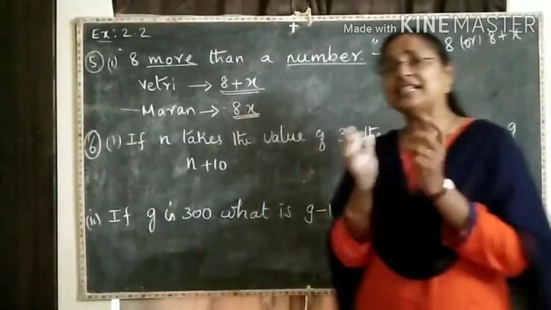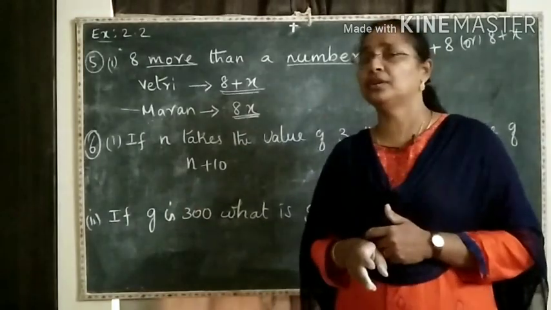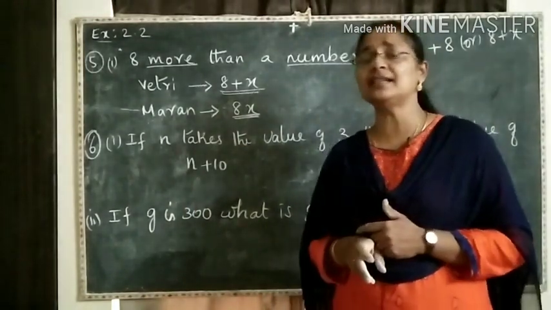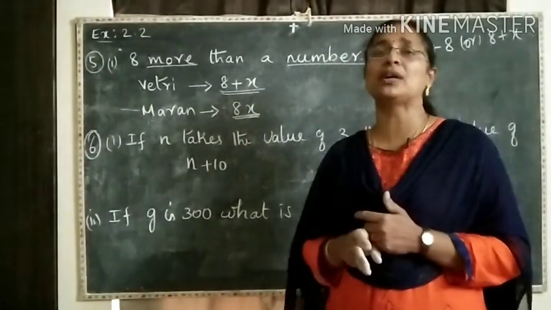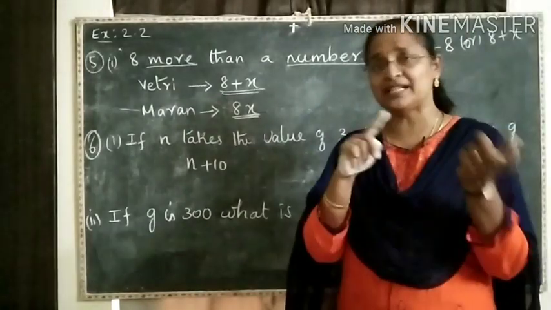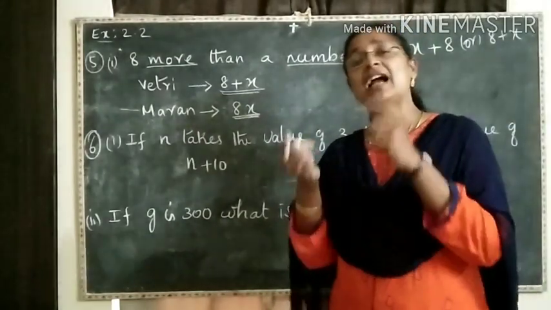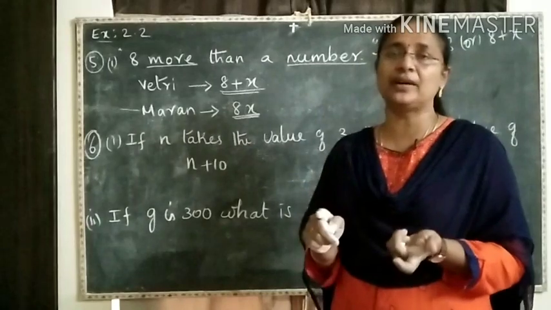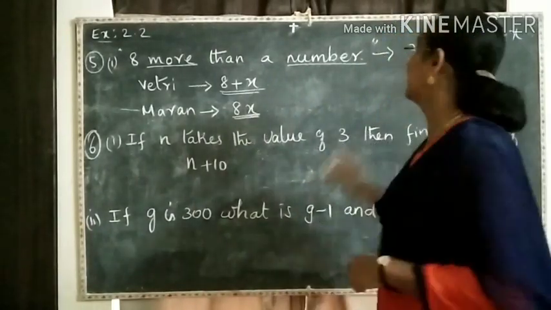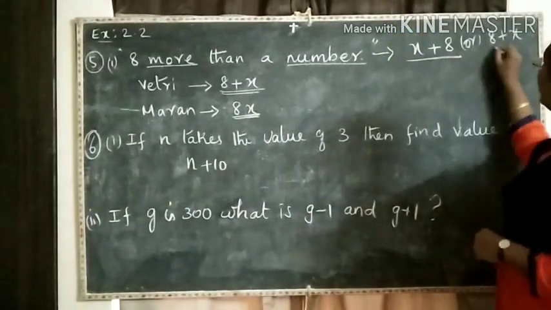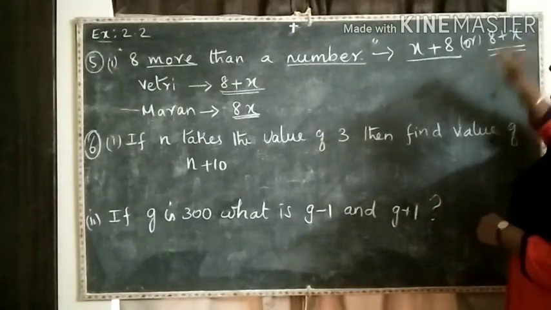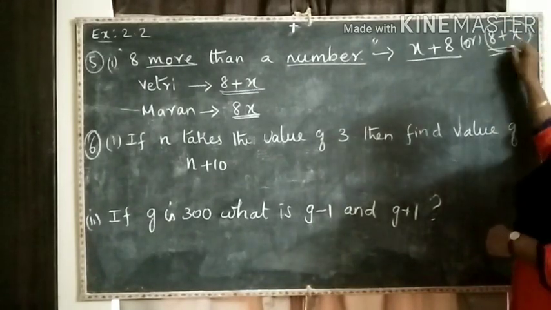We know that addition is commutative. You have learnt this in your smaller classes, isn't it? What is meant by commutative? 1 plus 2 is equal to 3. Again 2 plus 1 is also equal to 3. Yes or no? That is commutative. That's why x plus 8 or 8 plus x, both are the same. Okay, so the answer is 8 plus x.